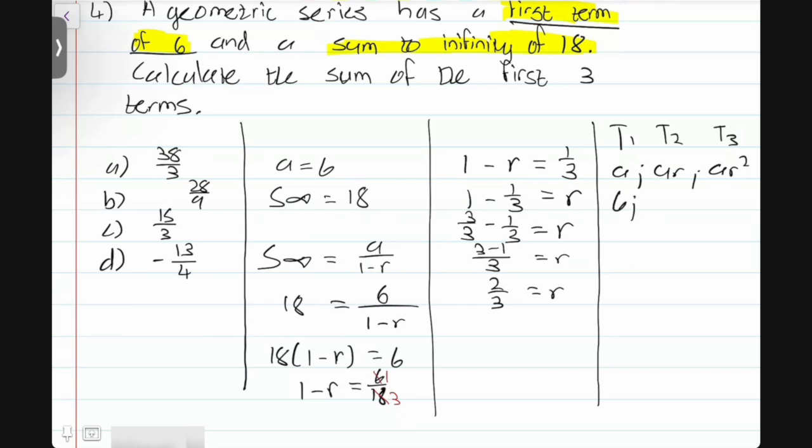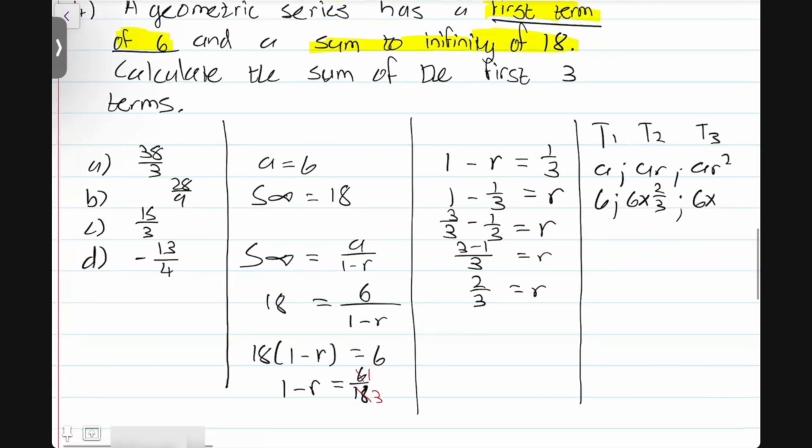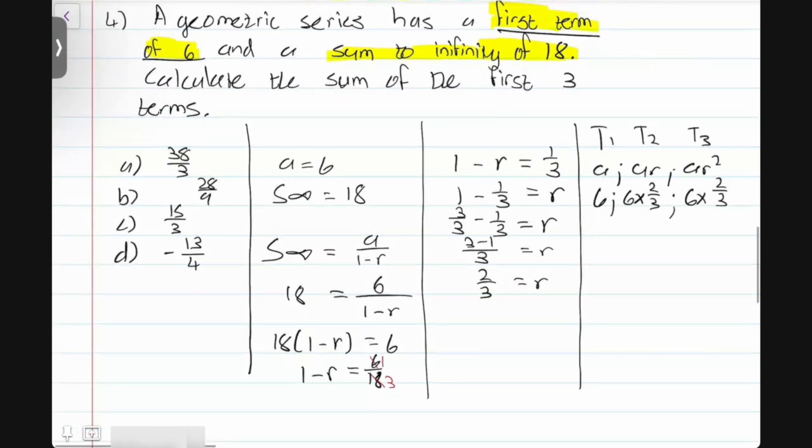Now, your A value is 6. A times R is 6 times your ratio. What's your ratio? Your ratio is 2 over 3. And then your term 3 is going to be 6 times 2 over 3, all squared. So we're going to have this as 6. This is going to be what?